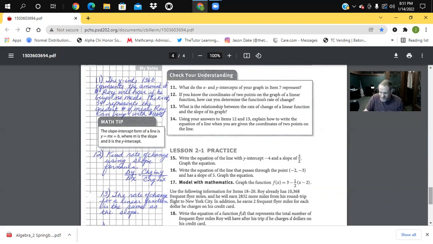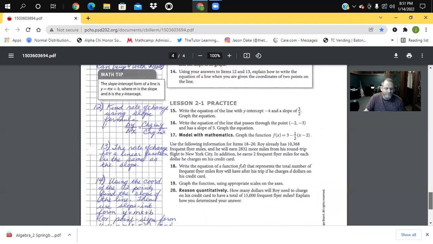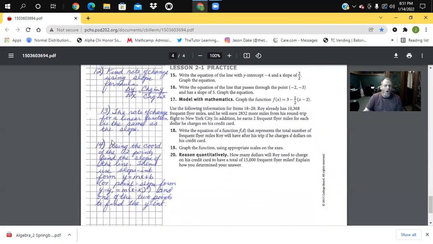All right, let's see what we have. All right, write all this down too, guys. Using the coordinates of the 2 points, find the slope of the line. Then use slope-intercept form, y equals mx plus b, or point-slope form, y minus y1 equals m times x minus x1, and one of the 2 points to find the y-intercept.